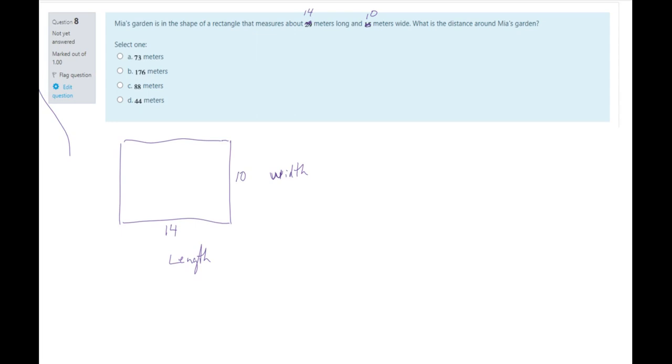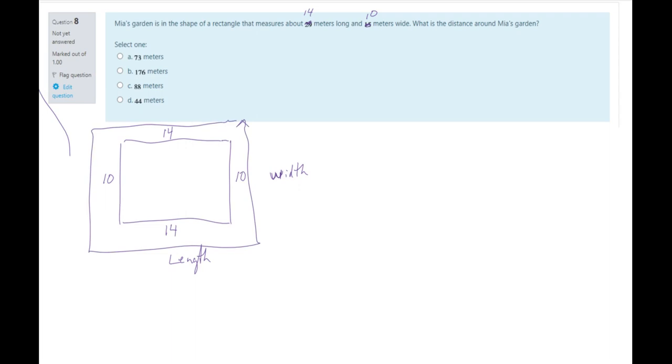The thing with the rectangle is that it has two sides that are the same length. So the one opposite to here is going to be 14, and the one opposite to here is going to be 10. Okay, so we should know that. It's a rectangle, so it should have two sets of two equal sides. So in this question, we've got a 14 and a 10 marked on the diagram, and then it says what is the distance around. So we want to know how far it is all the way around here once.